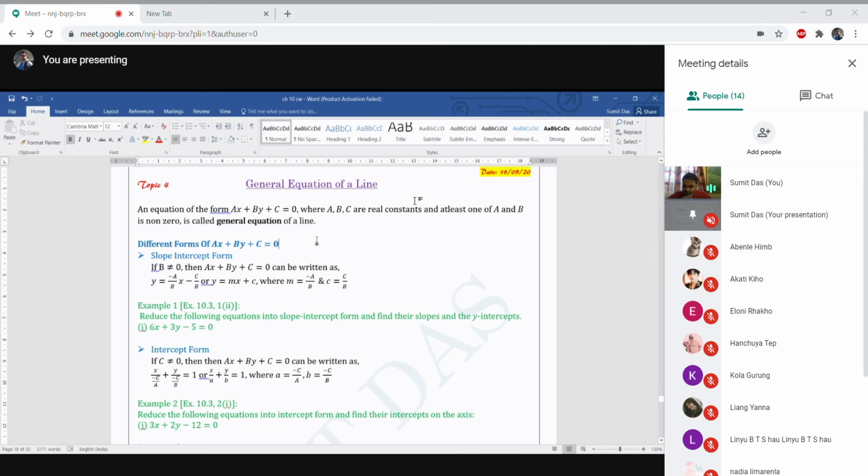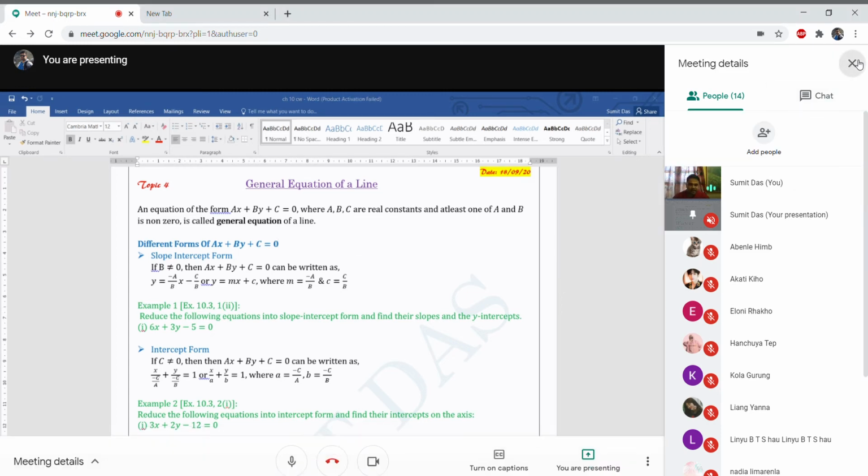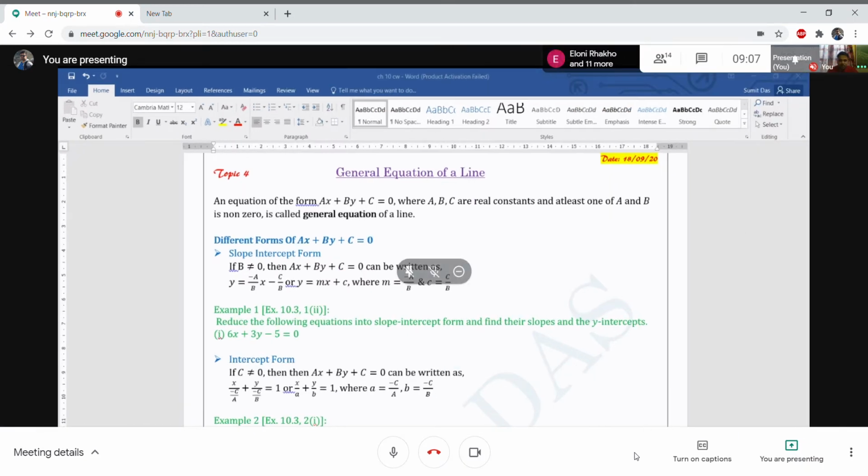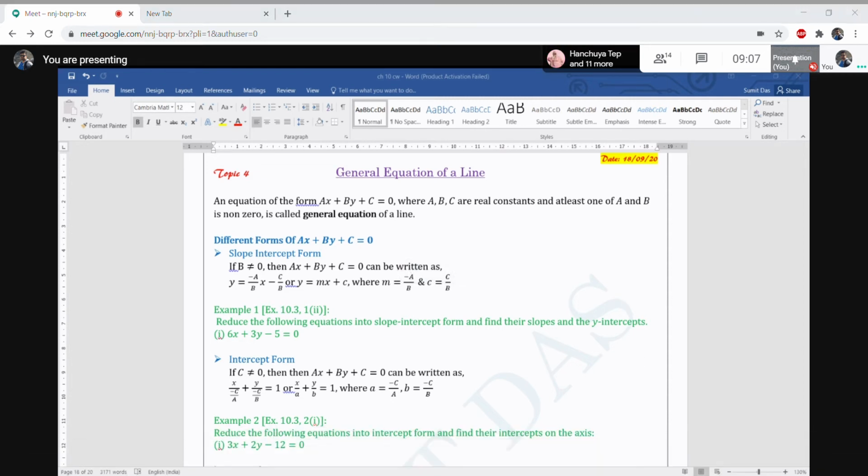Now we'll learn like this. We learn in the second topic the different forms of a straight line, right? So here also we'll learn different forms of a straight line when the general equation is given. Here the general equation is given, ax + by + c = 0. What will be the slope intercept form?